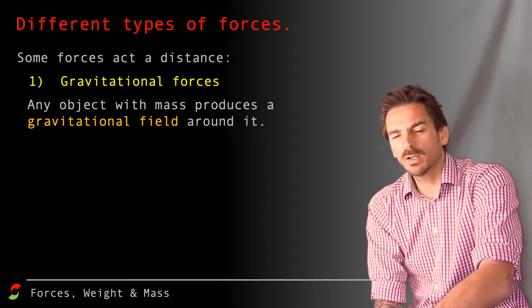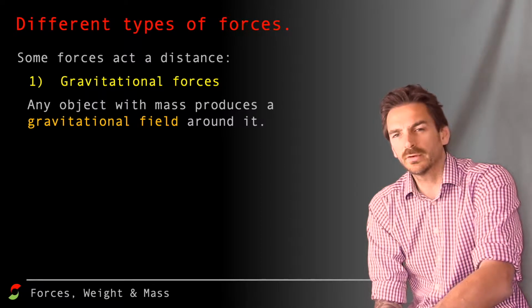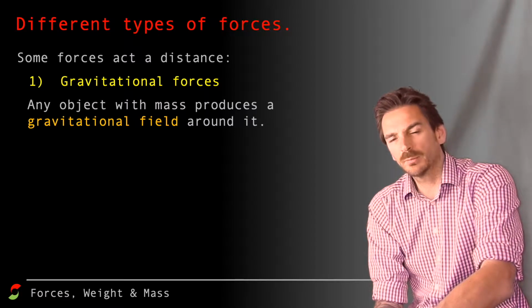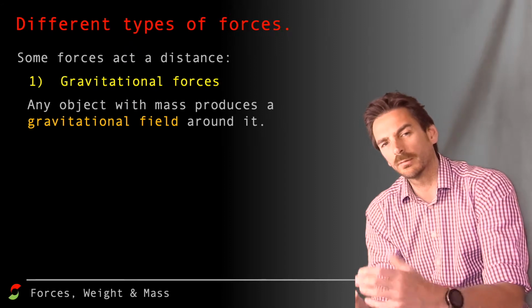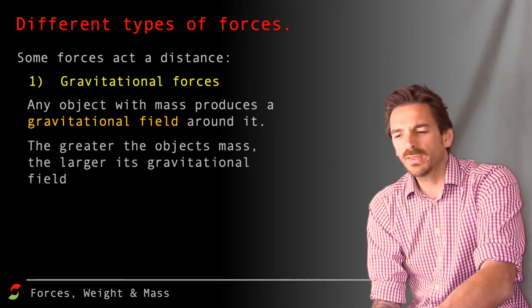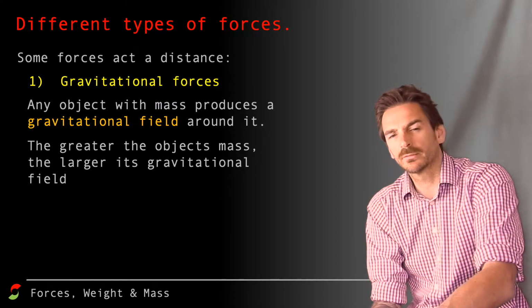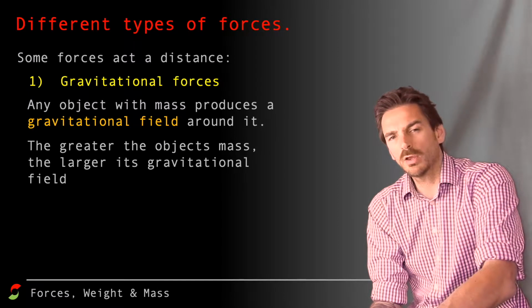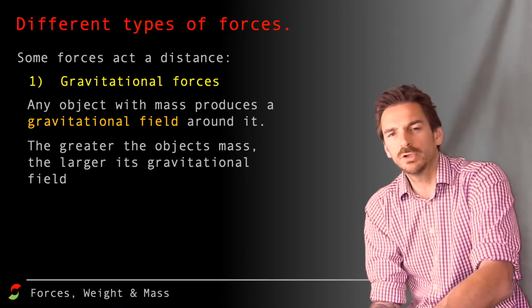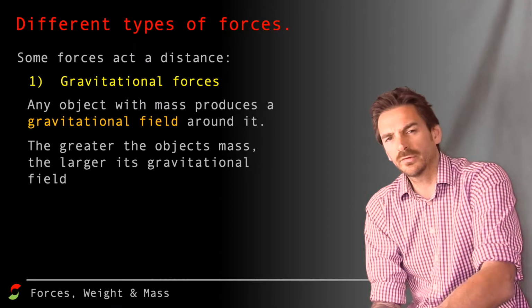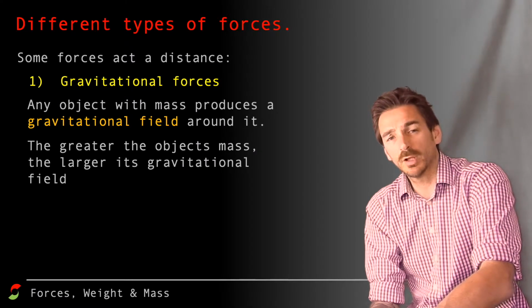The thing to realise about gravitational forces is that when an object has mass, it produces something called a gravitational field around it. That gravitational field is larger should that object have a larger mass. So for instance, the Earth has a much larger mass than you do, therefore the Earth's gravitational field is much larger than yours.